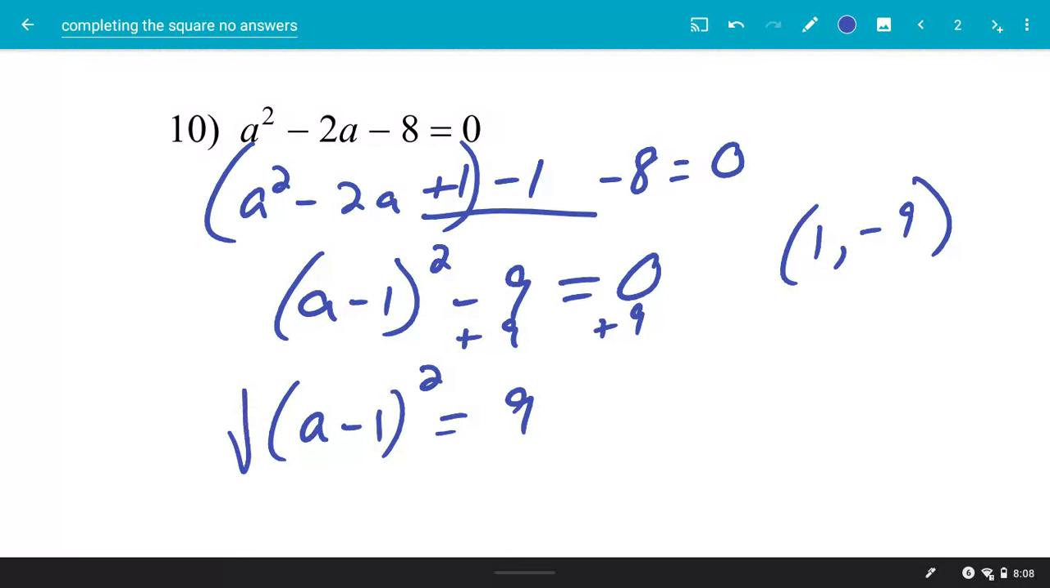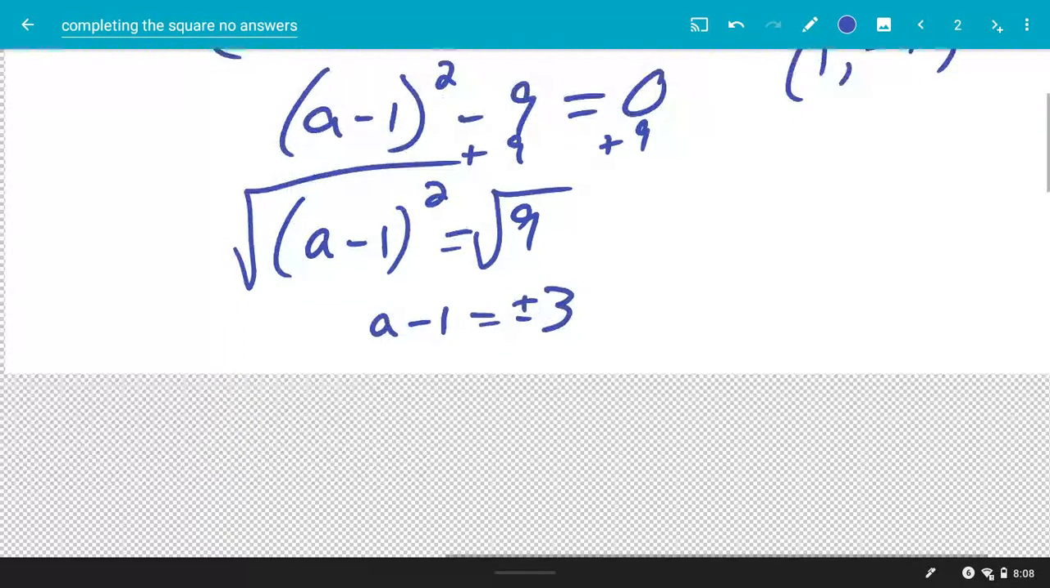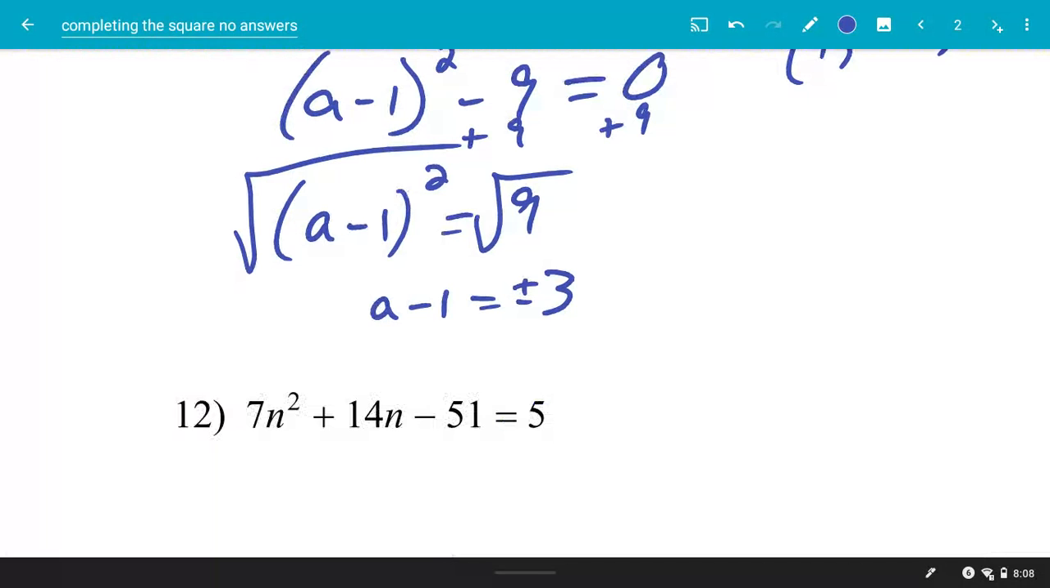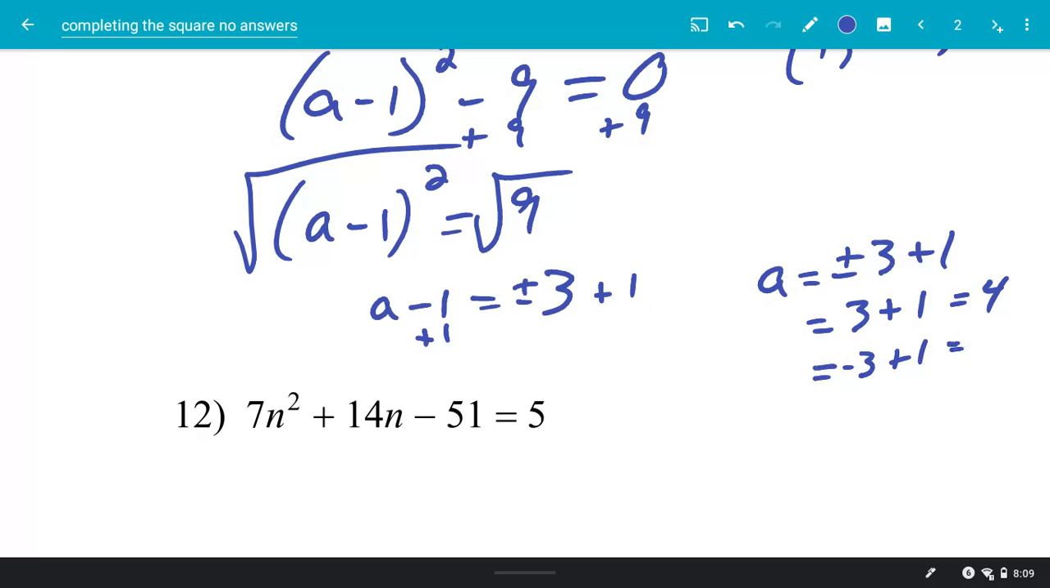I'm solving for a. Take the square root. So a minus 1 equals the square root of 9, which is plus or minus 3. We'll get into that plus or minus stuff later. Now add 1, add 1. So a equals plus or minus 3 plus 1. What does that mean? Well, that means a positive 3 plus 1, which is 4, or a negative 3 plus 1, which is a negative 2. So in other words, my solutions are negative 2 and 4.